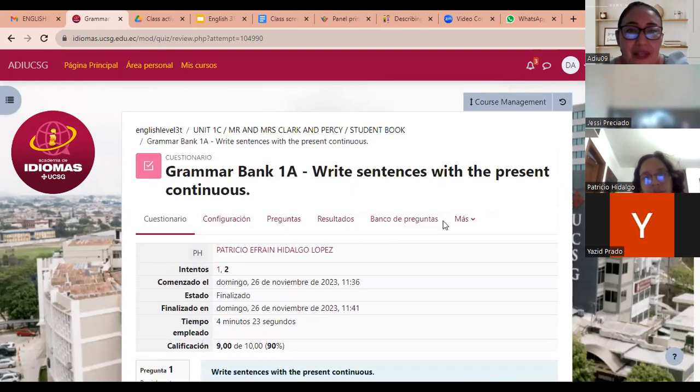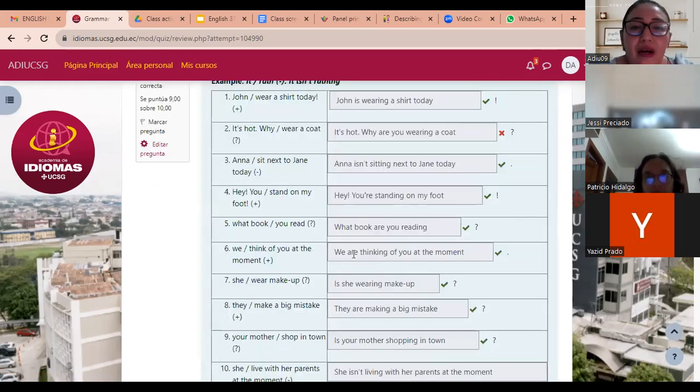Ya saben que déjeme apuntar esto que ustedes me están diciendo. Let me write it down. And this is 1A Grammar Bank. Okay, let me have this information. ¿Me puede revisar la mía, por favor? Una pregunta, ¿en el We Are de la 6 también es contraído o no? Let me see. No.